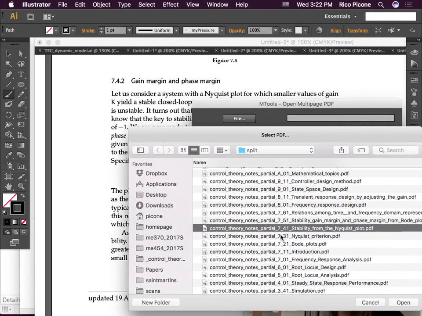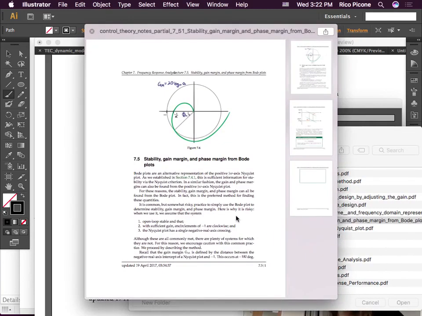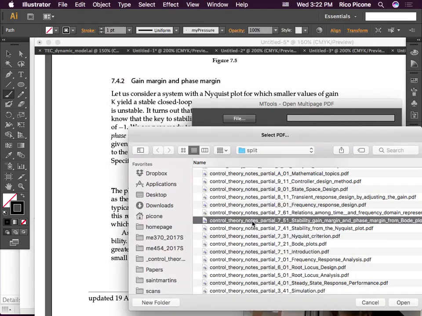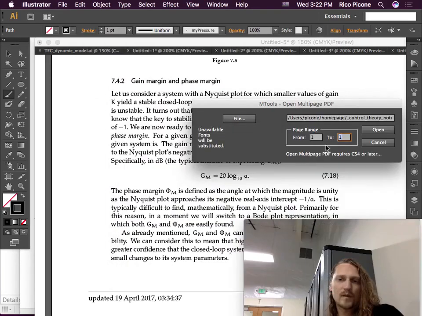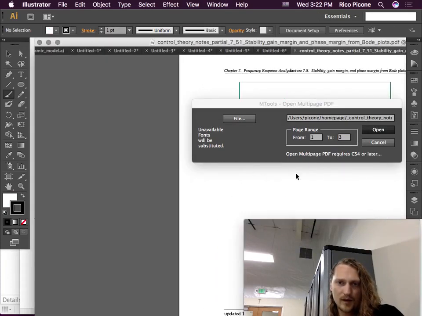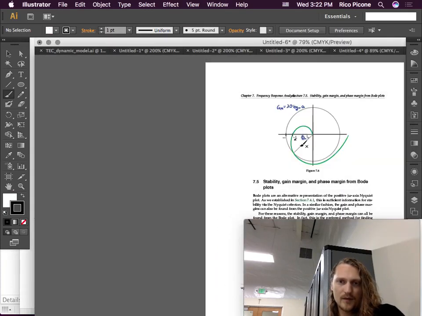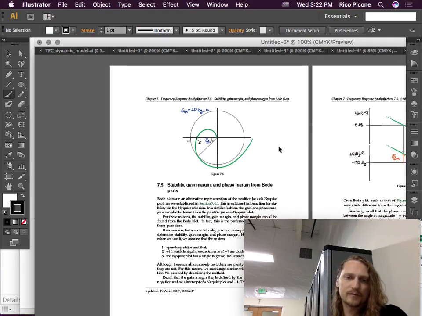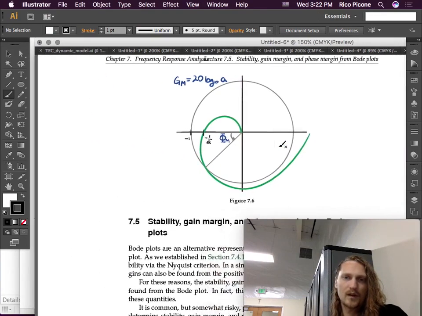It's not that one, this one. 3 pages. 3 pages. Okay, so this is the figure.